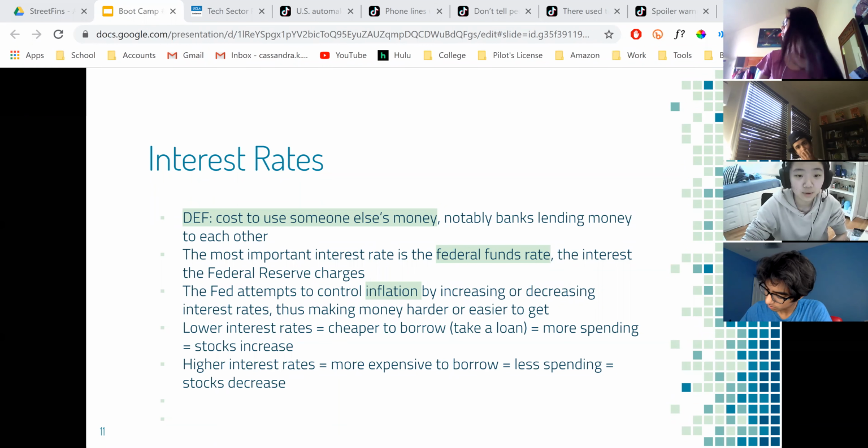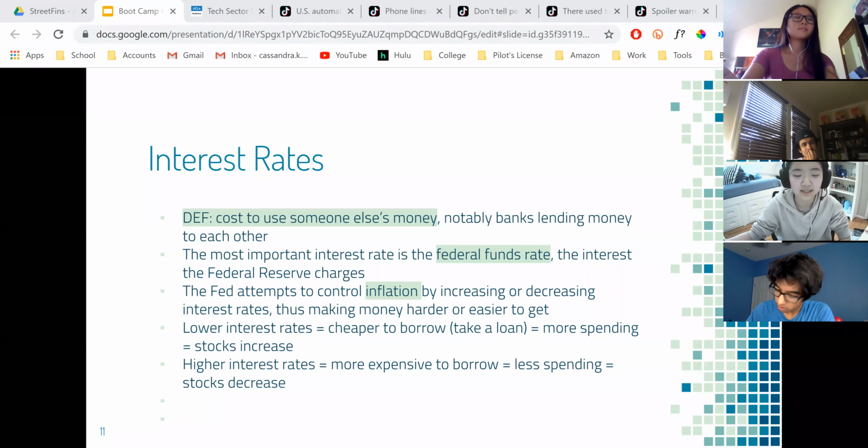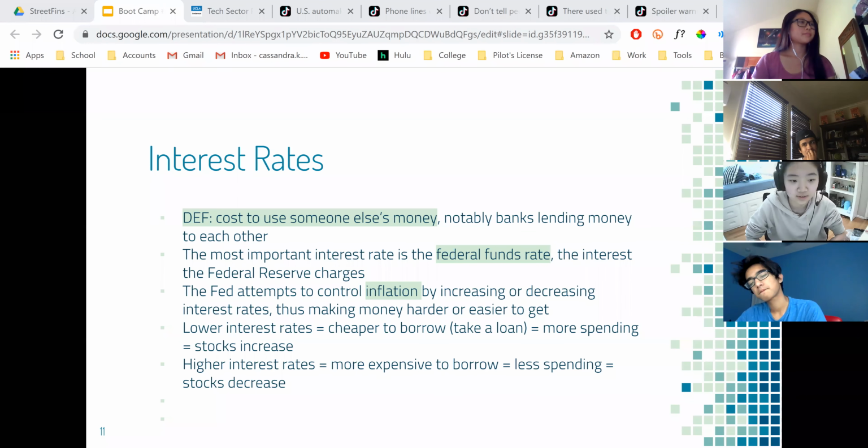So the most important interest rate is the federal funds rate, which is the interest that the Federal Reserve charges, which, as Matthew said before, is the central bank of the US. And they control inflation, which is the rate at which prices of certain goods or services increase over time. And they do this by increasing or decreasing interest rates.